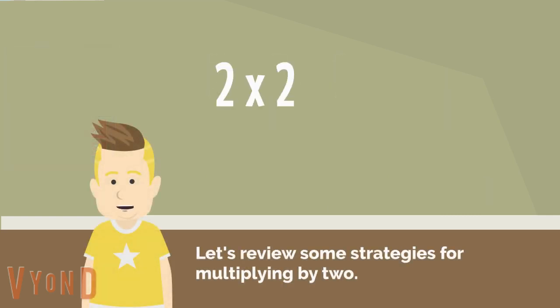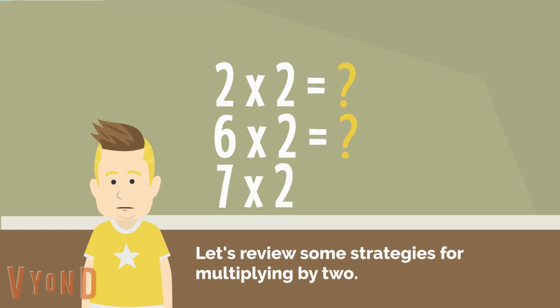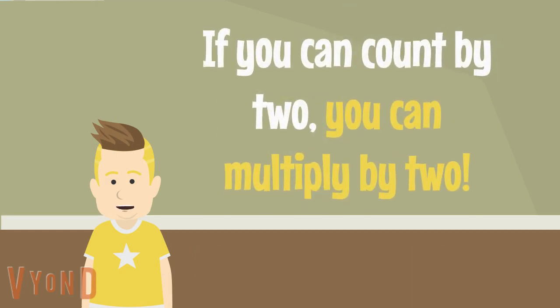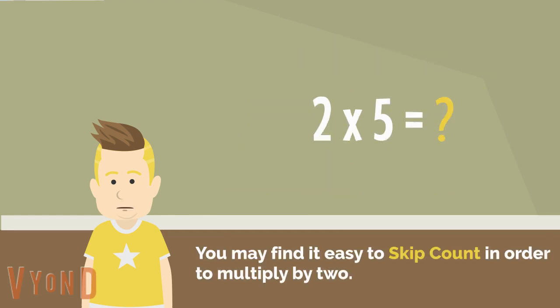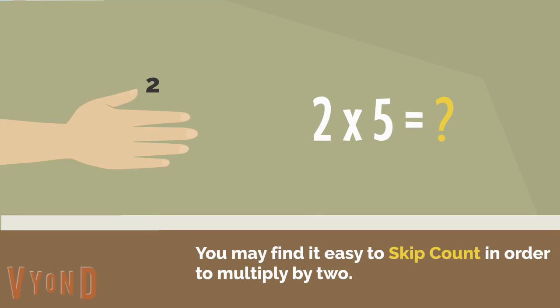There's more than one way to make it easy to multiply by 2. Did you know? When you skip count by 2, you are actually multiplying by 2. Let's take a look. You can figure out what 2 times 5 is by counting by 2 until you reach the 5th number. Of course, that's 10.